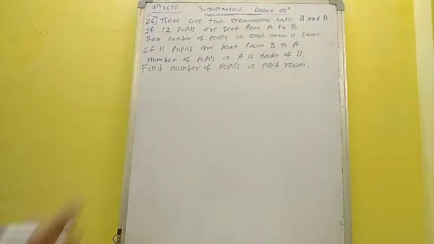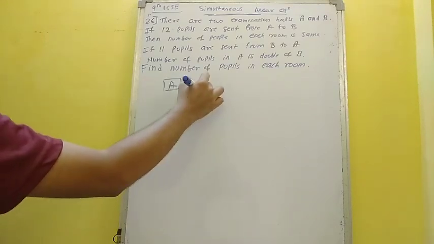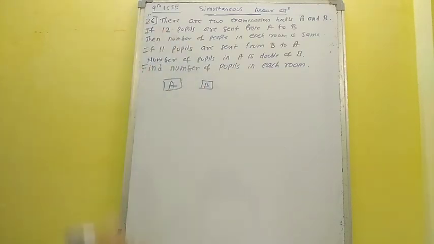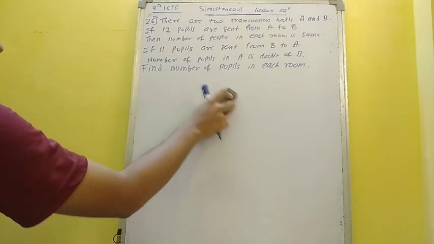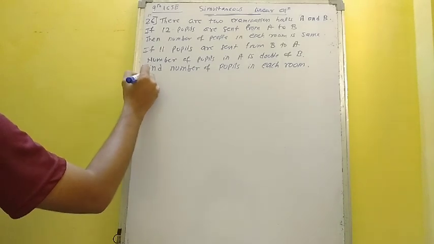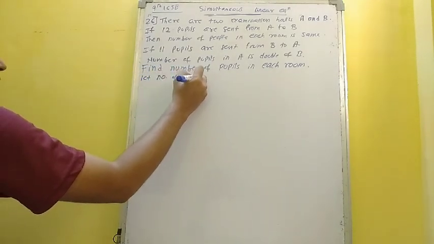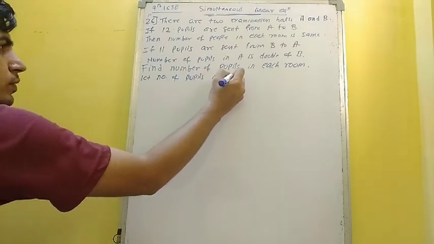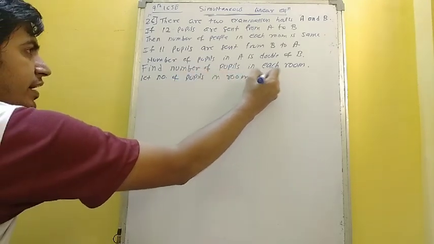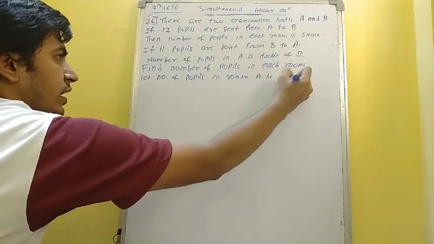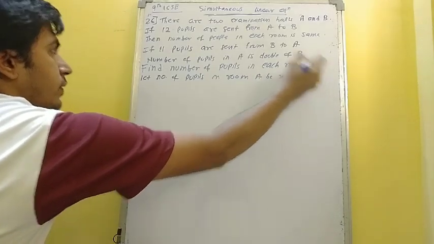Okay, in the 26th question we have two rooms. One room is A and the other room is B. There are some people sitting inside the rooms. So we will let the number of people in room A be X and in room B be Y.